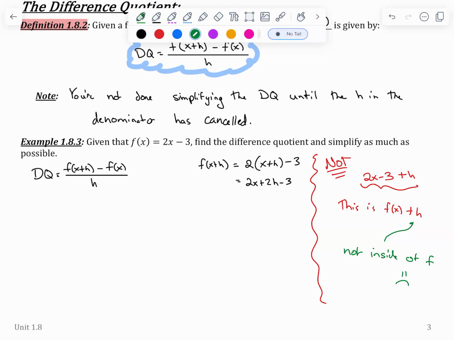A lot of students will make this mistake. They see f of x plus h and they think they just want to add the h on the outside. That's not what this is. This is plugging in the value, quote unquote, of x plus h into the function. So you have to distribute it. If you do this, I guarantee you will get the problem wrong every single time.